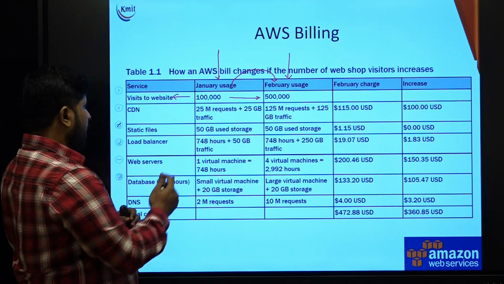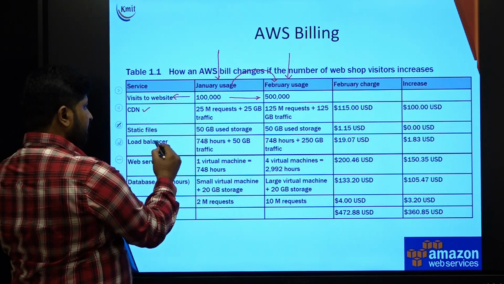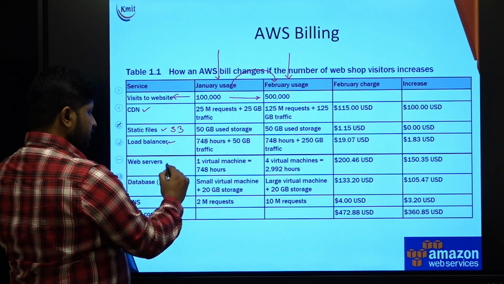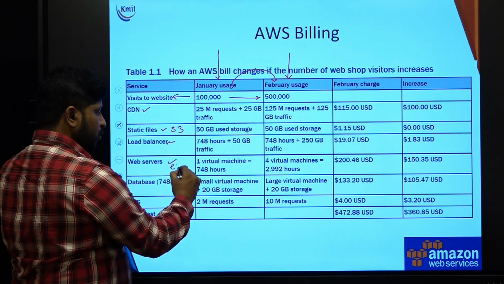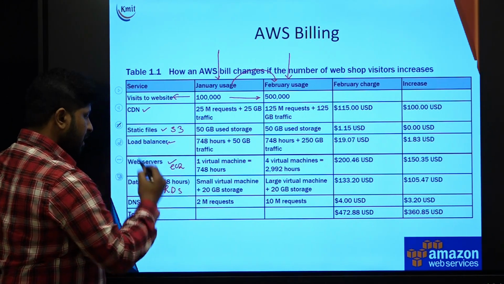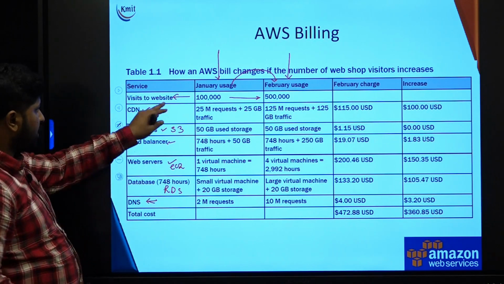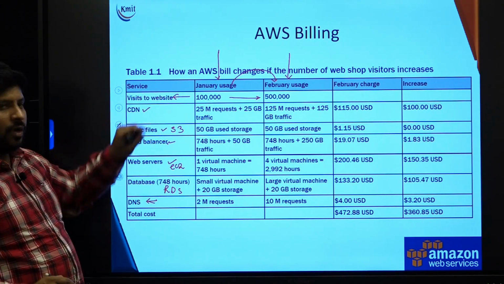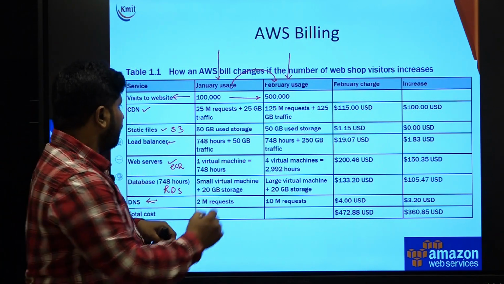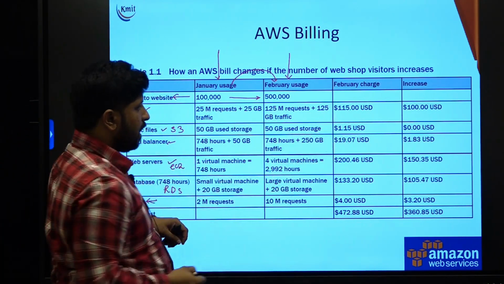But for the services such as CDN, static files on S3, load balancers, web servers on EC2 instances, database RDS, and DNS, domain name system, all these are the services which are used when you are deploying your website. So let's see how they are going to charge you.